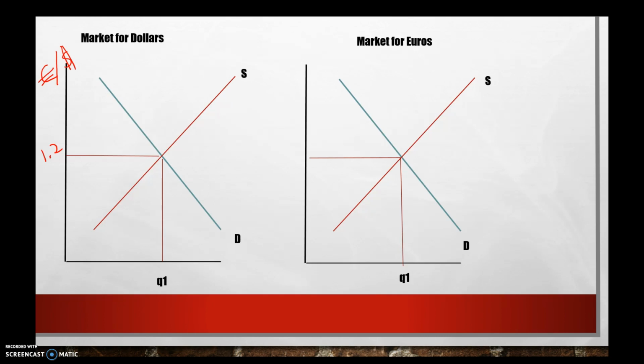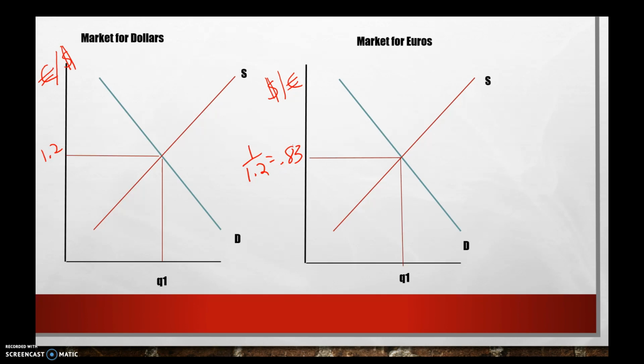On the market for euros, which is basically the other side of the same market, just expressed in a different way, we pay for euros with dollars. So dollars per euro. And when we want to find the exchange rate, if it costs 1.2 euros to buy a dollar, then it costs 1 over 1.2 dollars to buy a euro. It's the reciprocal.